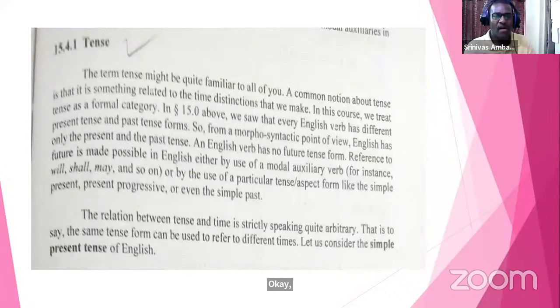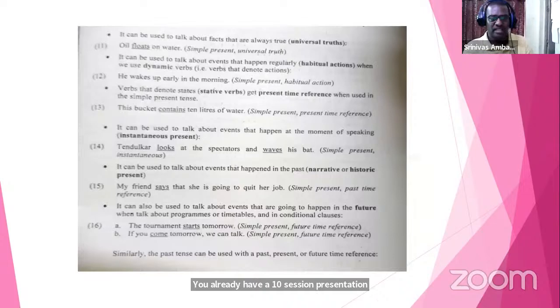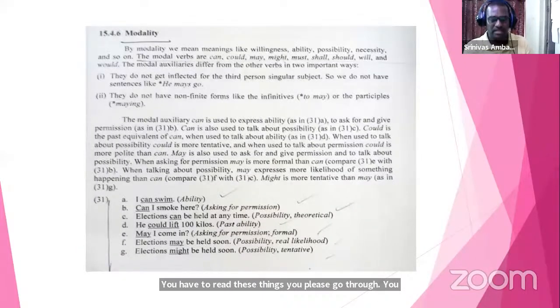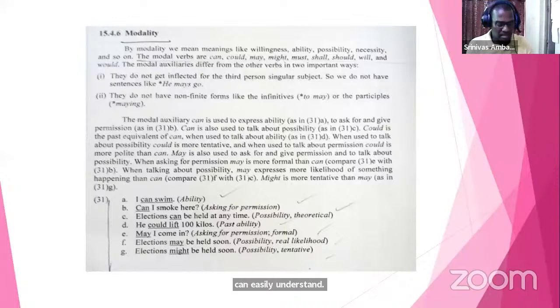In the same unit, you have tense: present tense, past tense, future, all these. You have to read these things. Please go through them, you can easily understand. I'll skip this.